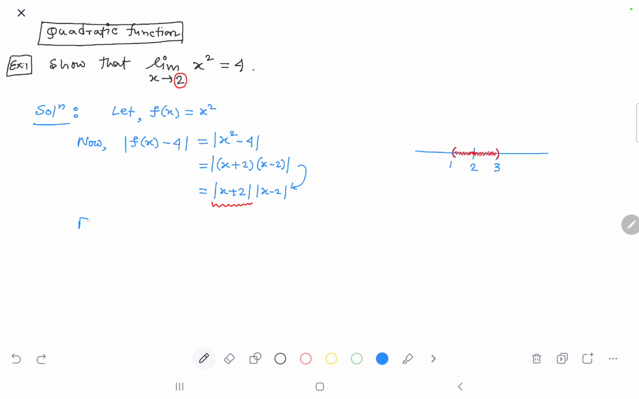So for 1 less than x less than 3, what should we get? We add 2 to both sides because we have x plus 2. So that is 3 less than x plus 2 less than 5. So x plus 2 is in between 3 and 5.